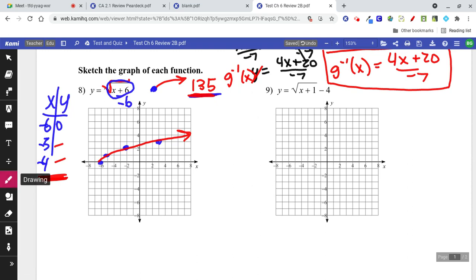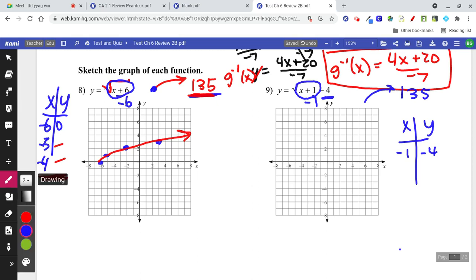So the next problem, number 9, again, we know it's a square root function, so we know it's this shape and it has the 1, 3, 5 pattern. We look for what makes 0, and that's negative 1. But this time, if you plugged in negative 1, you still have this number over here. All that other stuff's 0, but 0 minus 4 is negative 4. So you can look at this as left 1 and down 4. So we go left 1 and down 4, and that's the start of our shape.